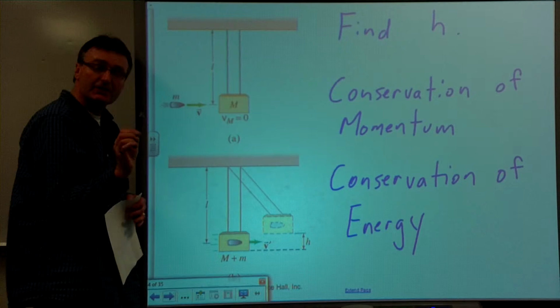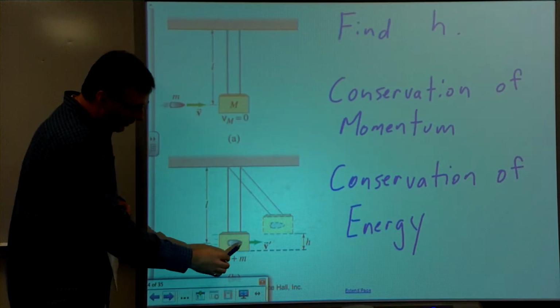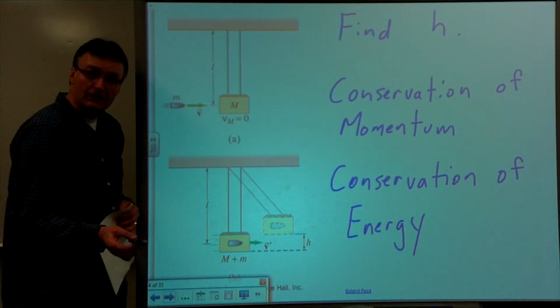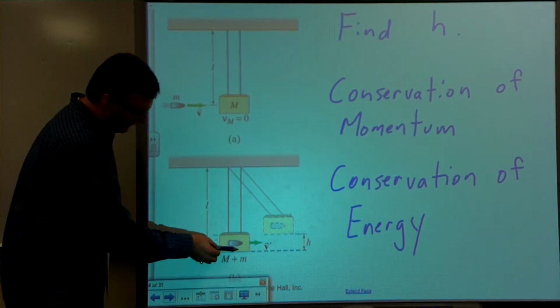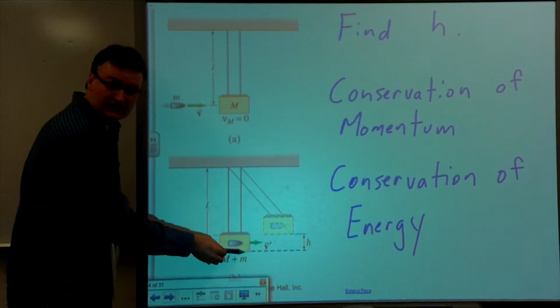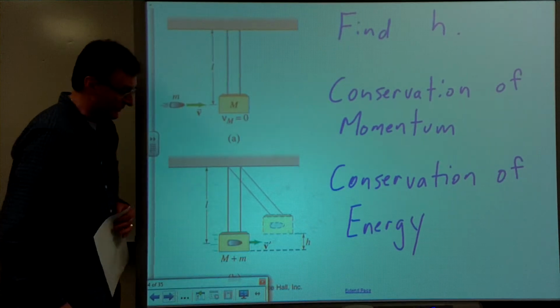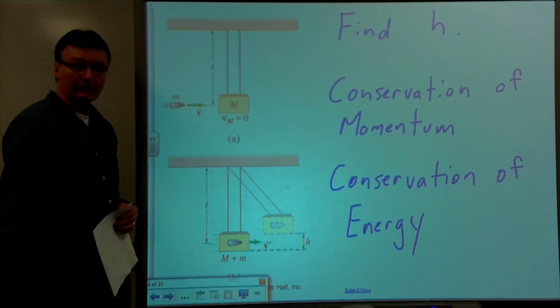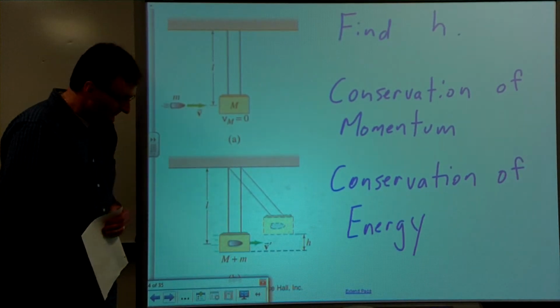But immediately after the collision, once the two objects together are in motion, then you can think conservation of energy. The object then swings up, so all of its kinetic energy becomes potential energy. And based upon the data they get, that's how they can determine the initial velocity of the bullet.